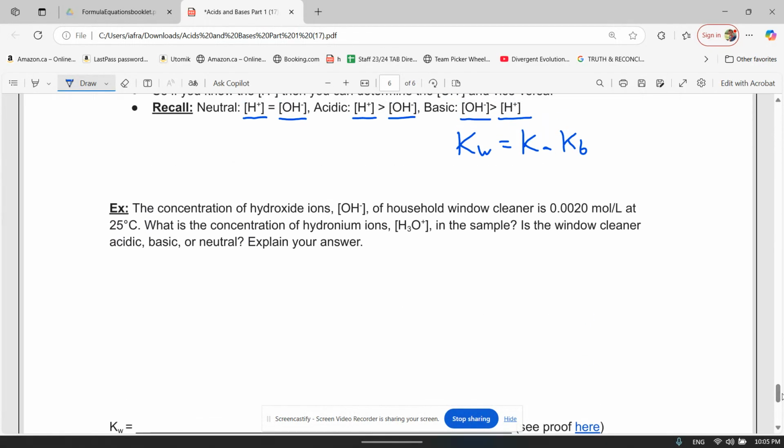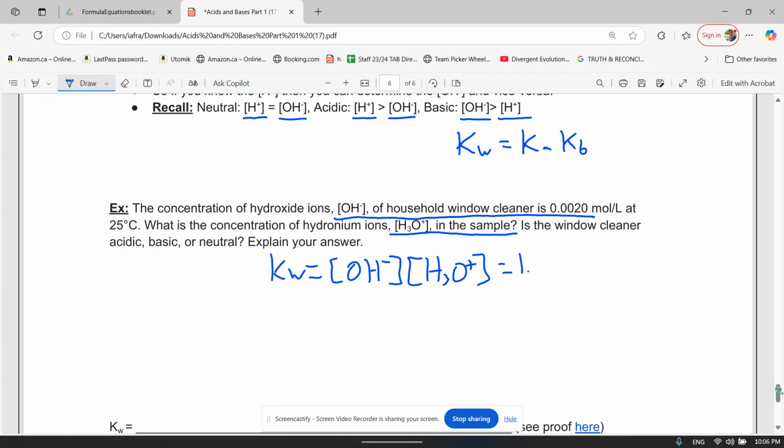And the problem is: the concentration of hydroxide ions, OH minus, in household window cleaner is 0.0020 moles per liter at 25 degrees. What is the concentration of hydronium ions in the sample? Is the window cleaner acidic, basic, or neutral? So we have the hydroxide ions here, and we want to find the H3O plus ions. So we know that Kw is equal to the concentration of OH minus times the concentration of H3O plus. And we know that the Kw at 25 degrees is 1.0 times 10 to the power of negative 14. I would memorize that number because you're going to use it quite frequently.